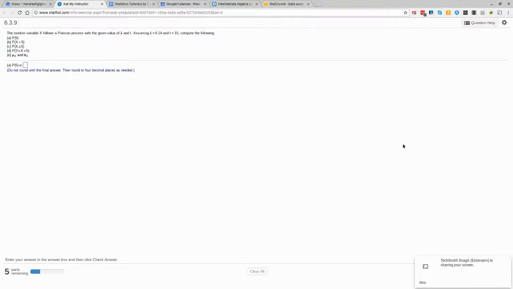Okay, so here we're given a Poisson process with lambda and t. Lambda is 0.14 and t is 15. And then we're asked to find the following probabilities of things and then the mean and the standard deviation. So what's nice is we can just use a StatCrunch calculator for this.